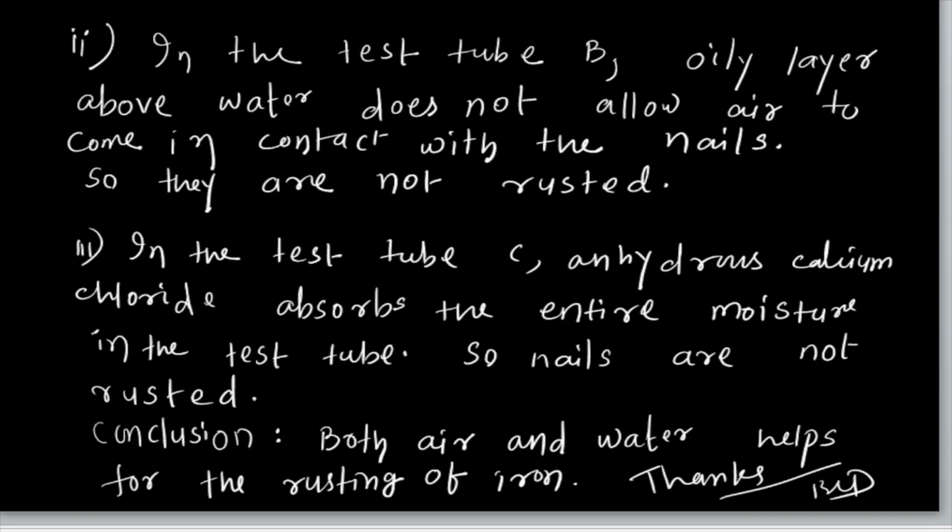So here in this activity we want to show how the nails are rusting and how it is rusted with the help of water and oxygen. In test tube B the water is boiled water and there is no air. That is why it never rusted. C also, it is anhydrous calcium chloride, which will absorb all the moisture inside the test tube C. So in test tube C, the nails present will never be rusted. So I hope it is clear.